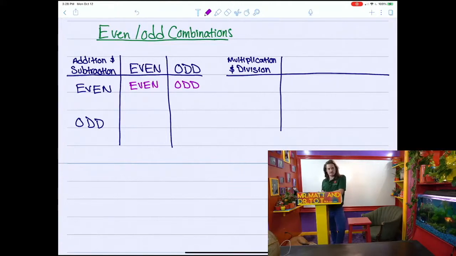Odd plus an even is an odd. Excuse me. An odd plus an even here, odd plus even again is going to give us an odd. So like 5 plus 4 is 9. And an odd plus an odd will give us an even. 3 plus 5 is 8.